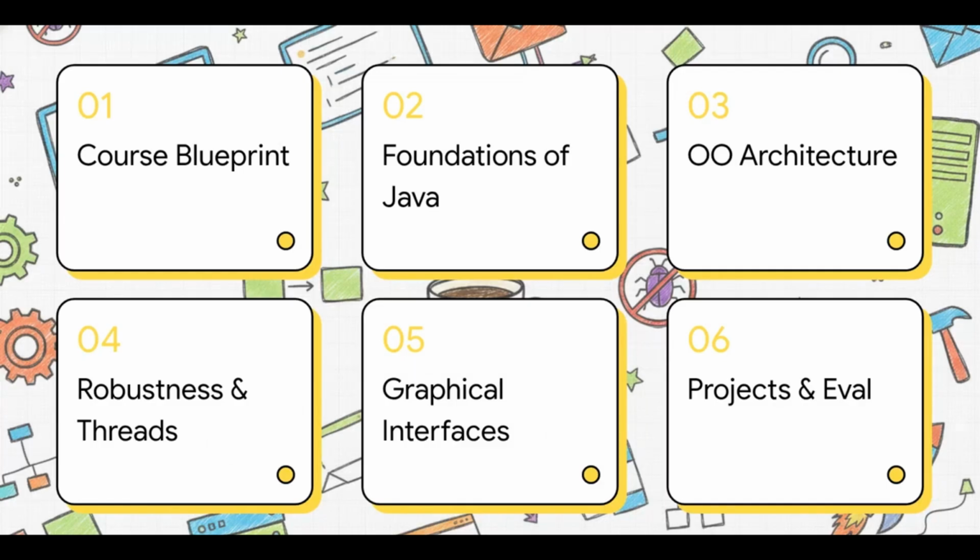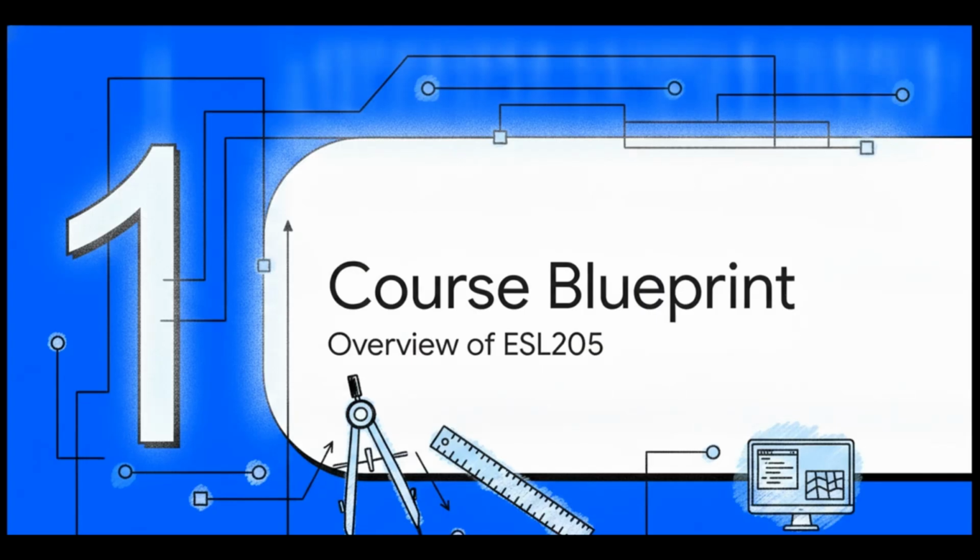Here's our roadmap for today. We're going to hit the course blueprint, lay down the foundations of Java, explore object-oriented architecture, dive into robustness and multi-threading, build some graphical interfaces, and wrap it all up with projects and evaluations. Kicking things off with Section 1, the course blueprint.